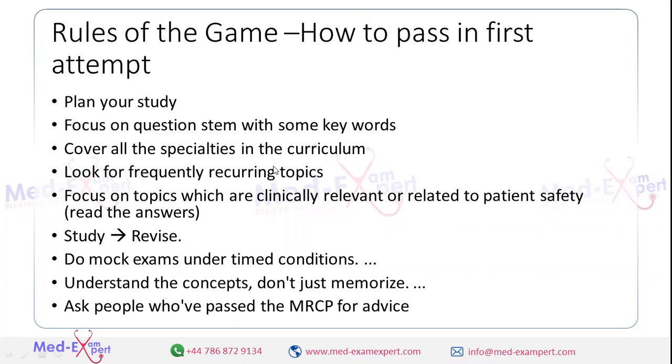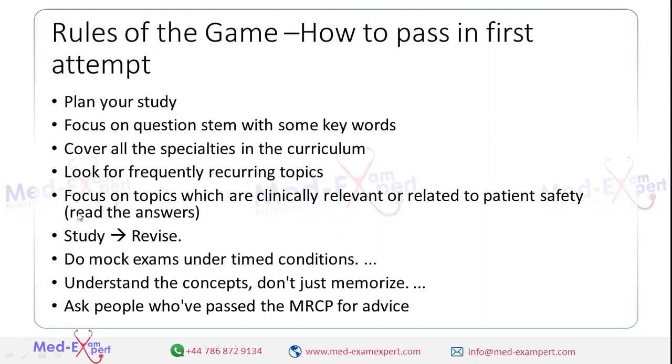Always focus on the clinically relevant and patient safety. The whole idea of setting the question is they want to make a doctor who is safe, a doctor who is confident, who can manage the patient in the UK setting, who knows the rules of the UK, who knows these guidelines. That means they do not want you to miss lethal cases, even though they're quite rare. That's the whole idea of preparing for the MRCP exam.